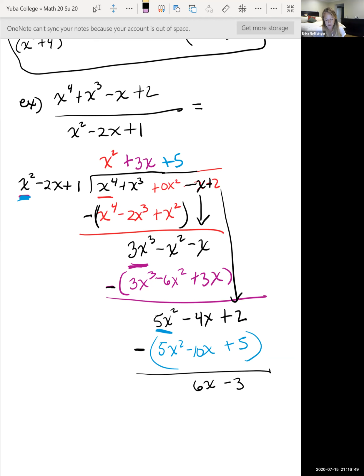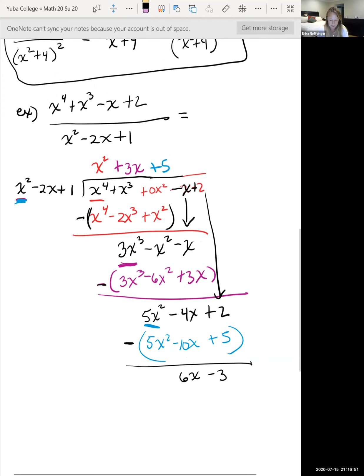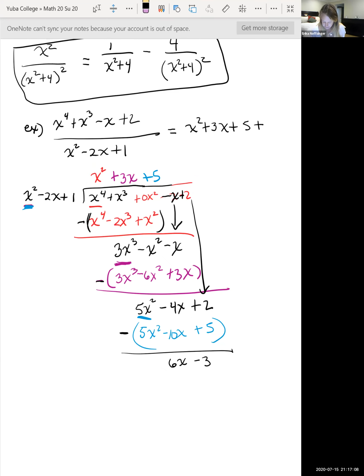Okay, so our long division said that if we divide this into our numerator, we would get our quotient, which is x squared plus 3x plus 5, plus the remainder, 6x minus 3, all over this denominator, x squared minus 2x plus 1.